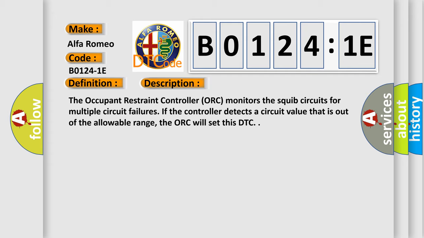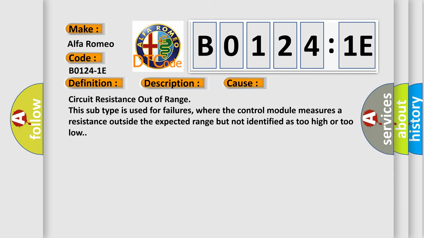The Occupant Restraint Controller, ORC, monitors the squib circuits for multiple circuit failures. If the controller detects a circuit value that is out of the allowable range, the ORC will set this DTC. This diagnostic error occurs most often in these cases: circuit resistance out of range. This subtype is used for failures where the control module measures a resistance outside the expected range but not identified as too high or too low.